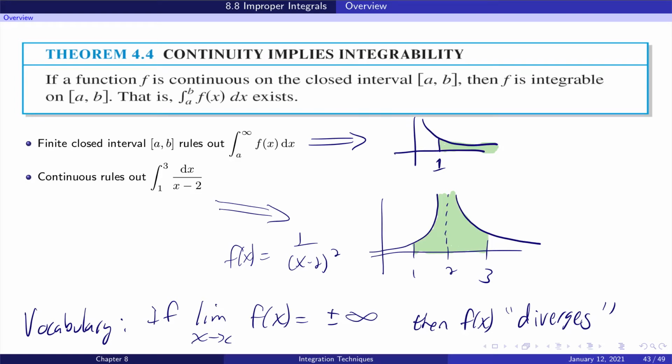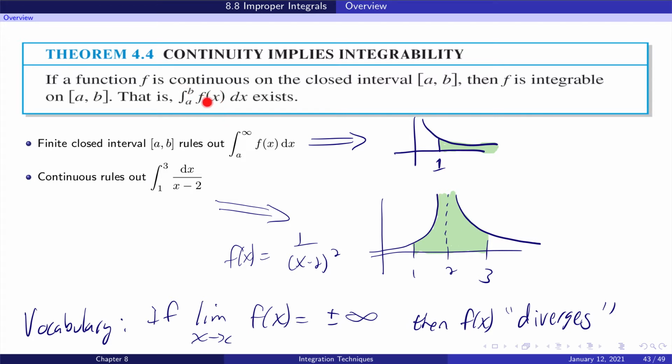For day 91, we're dealing with improper integrals. This is the first of 2 days. Way back in chapter 4, we learned that continuity implies integrability, and that's a fun word to say, but what that means is that you can take the antiderivative as long as things are continuous. So if a function is continuous on a closed interval, then f is integrable on that closed interval. In other words, the antiderivative exists.